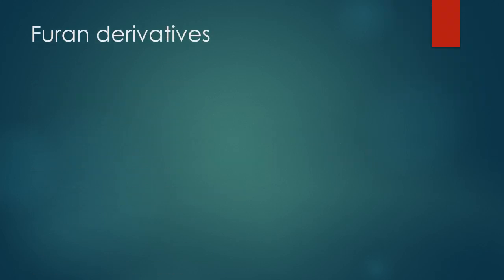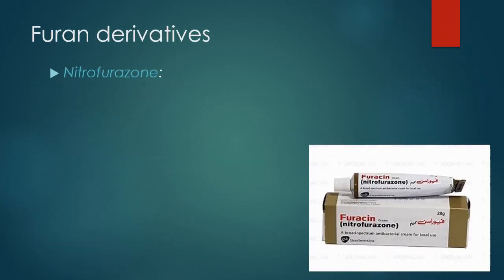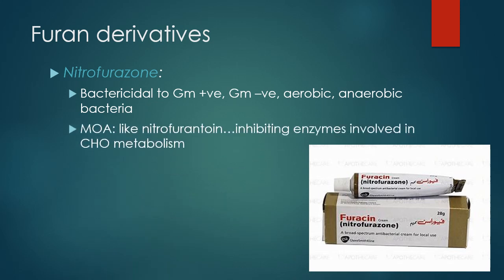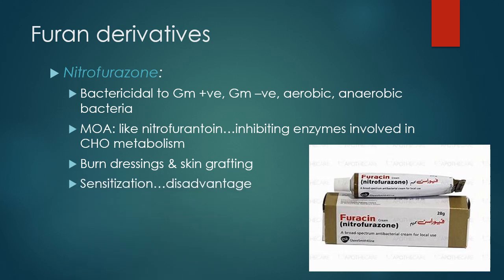In nitrofuran derivatives, nitrofurazone is bactericidal to gram-positive, gram-negative organisms as well as aerobic and anaerobic bacteria. Its mechanism of action is like nitrofurantoin, that it inhibits enzymes involved in carbohydrate metabolism of bacteria. It is used in burn dressing and skin grafting. It causes sensitization, which is a main disadvantage.